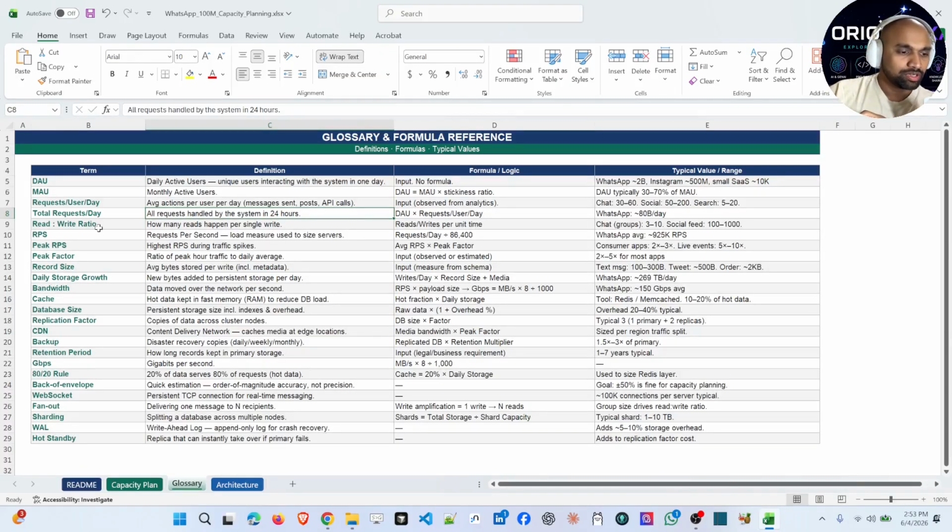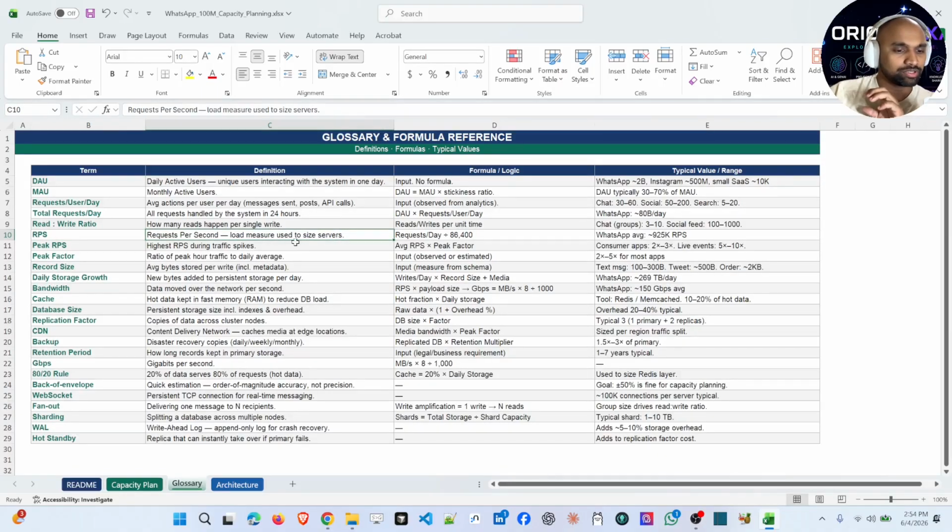Let's come to the read-write ratio. This is how many reads happen per single write. Suppose I'm sending one message, how many users are going to read this? If it is broadcasting, it is one to many. One to one and one to many are there. If I'm sending only to one person, it is one to one. If I'm sending to a group, that will be one to many. This kind of thing.